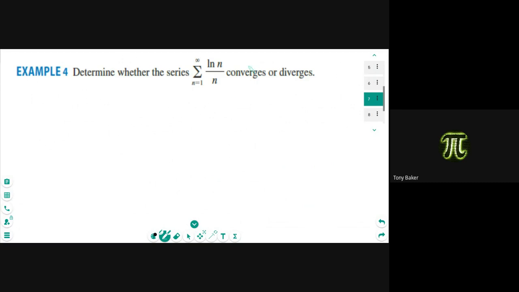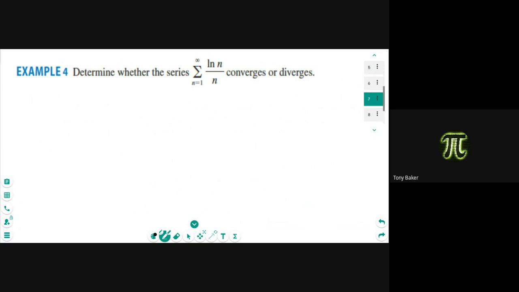So let's use the derivative test. Not derivative, the integral test. So first thing we have to determine is, is it continuous? Is ln of n, forget the n on the bottom, is ln of n continuous?